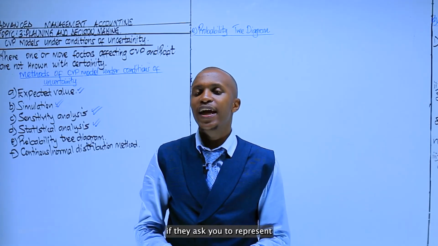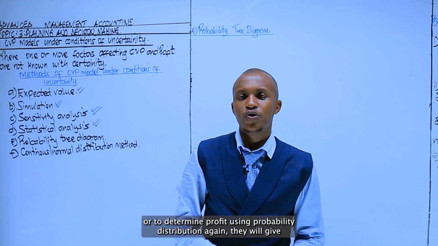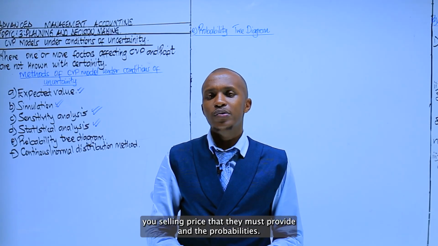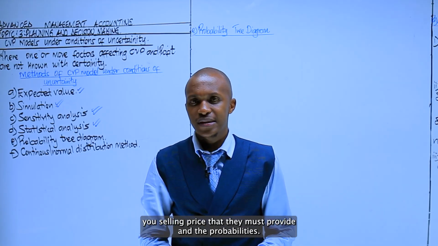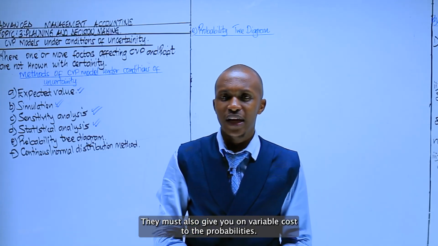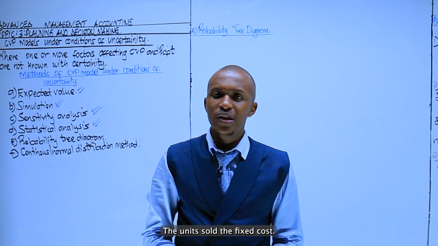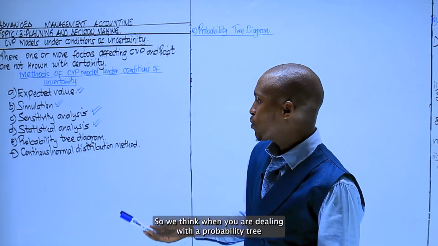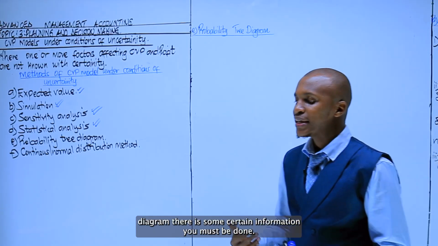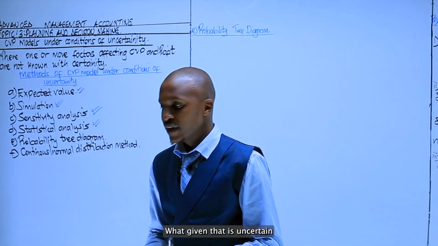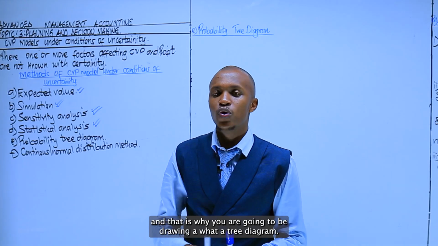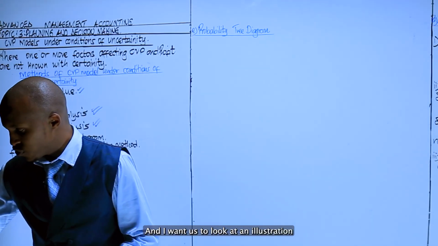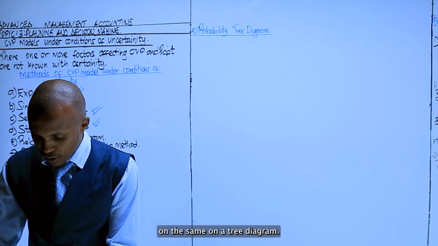If they ask you to determine profit using probability distribution, again, they will give you the selling price, and they must provide the probabilities. They must also give you the variable cost with the probabilities, the units sold, and the fixed cost. So we're saying when you're dealing with a probability tree diagram, there is certain information you must be given, because the outcome is uncertain, and that is why you're going to be drawing a tree diagram.